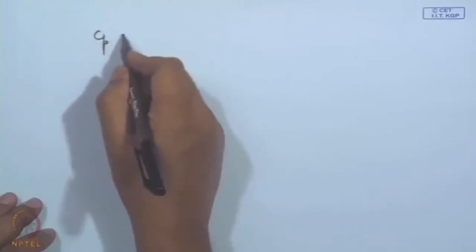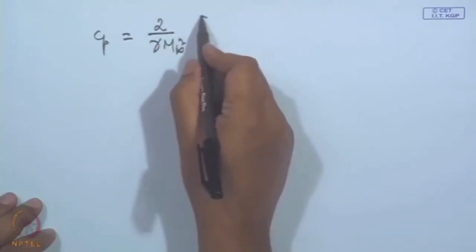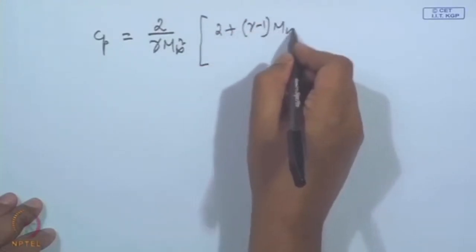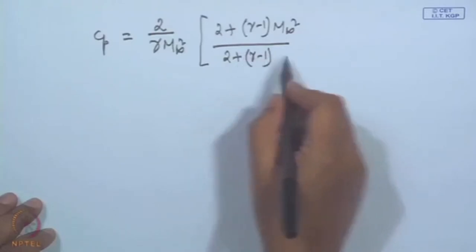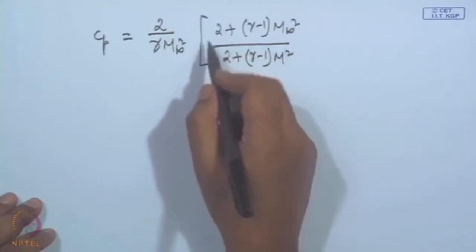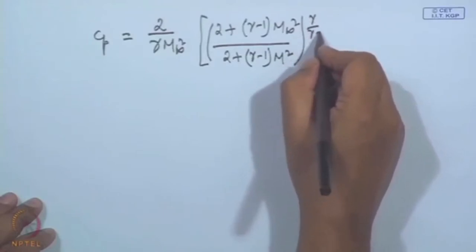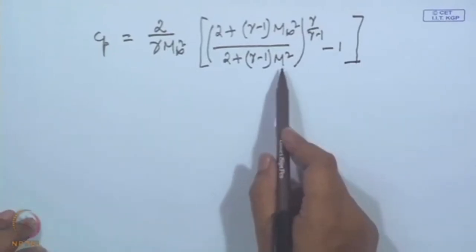Now, let us see how this affects the pressure coefficient near Mach number unity. The pressure coefficient is given by Cp equals [2 plus gamma minus 1 M infinity square by 2 plus gamma minus 1 M square] to the power gamma by gamma minus 1, minus 1. So, this is the pressure coefficient at a point where the local Mach number is M.